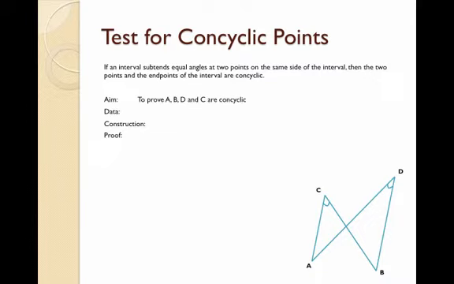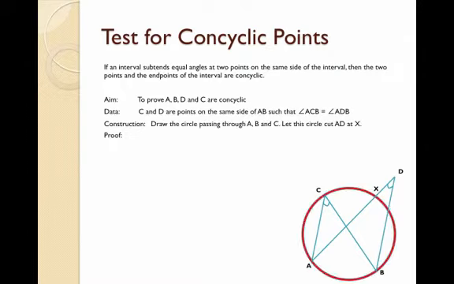We want to prove that A, B, D, and C are concyclic. We know C and D are points on the same side of AB, so that angle ACB and angle ADB are equal to each other. This is what we want to prove. If these two angles, which would be in the same segment, are equal to each other, then the quadrilateral has to be cyclic. We'll draw in a circle passing through A, B, and C, but we're going to assume that it doesn't go through D, but it cuts the line at X, and then we'll join BX.